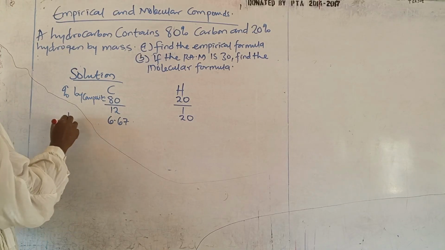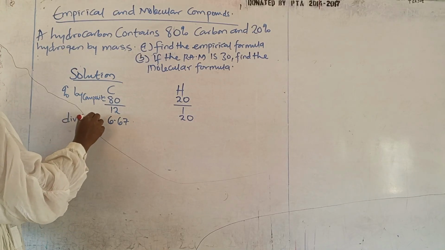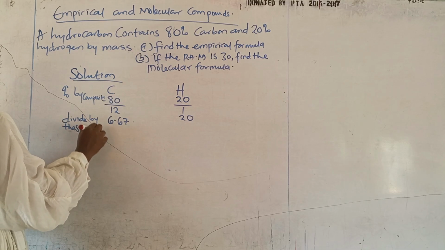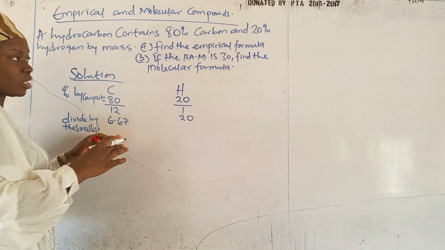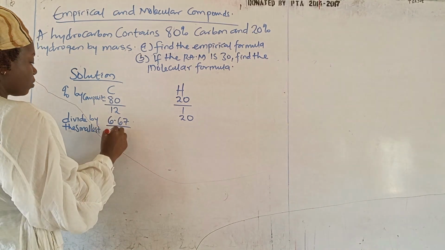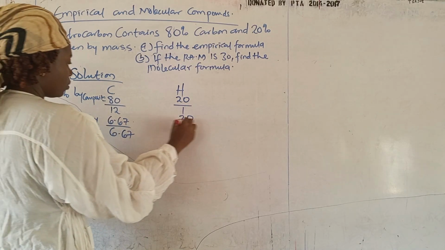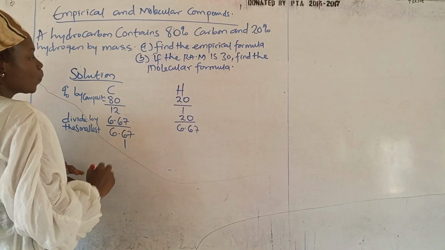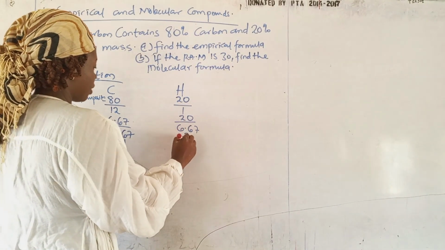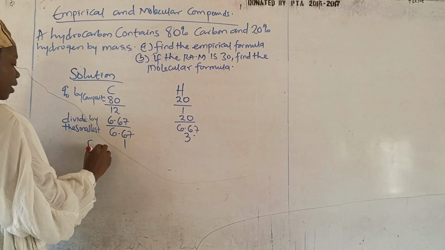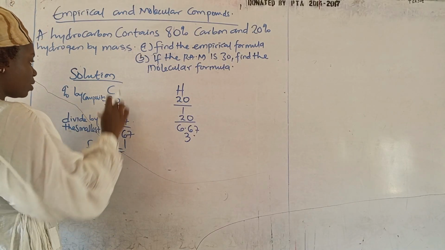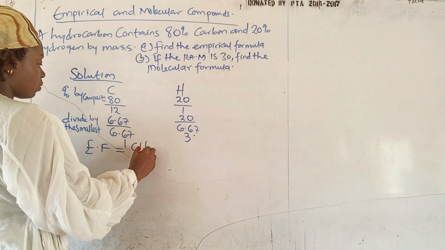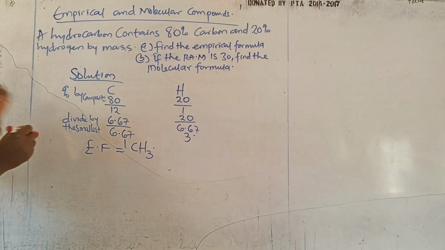So the next step is to divide by the smallest. The smallest here is 6.67. Divided by 6.67, of course here I will have 1. Then here I will have 3. So my empirical formula here is expected to be C1, of course I don't have to write the 1, H3. So this is my empirical formula.